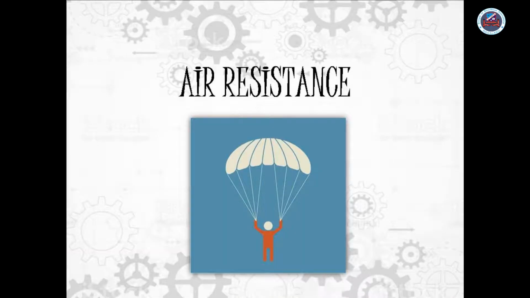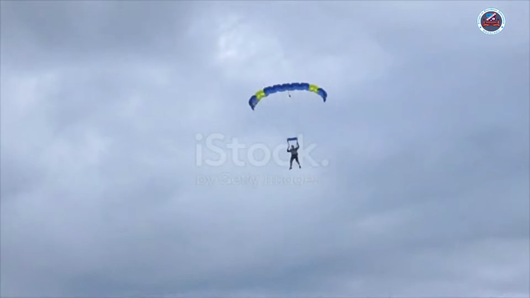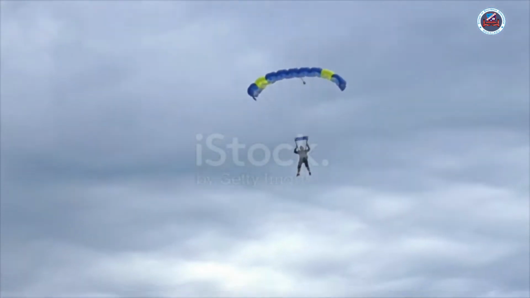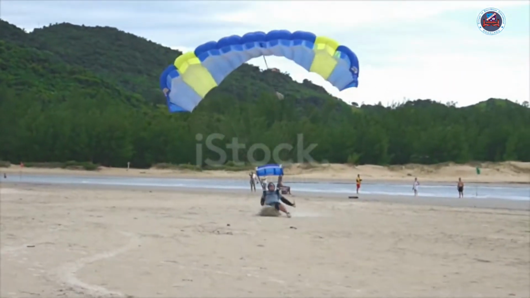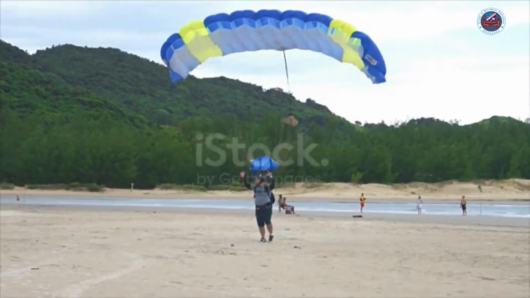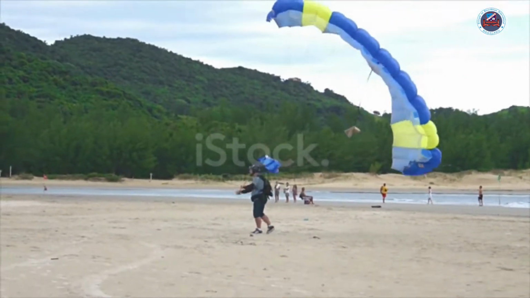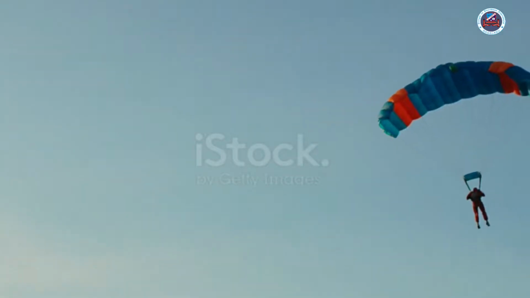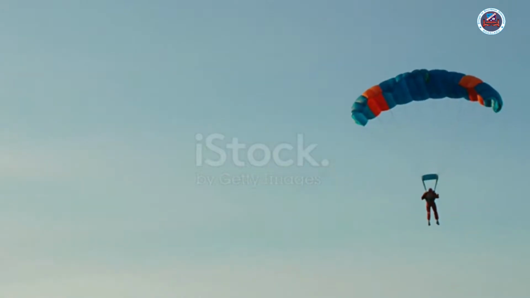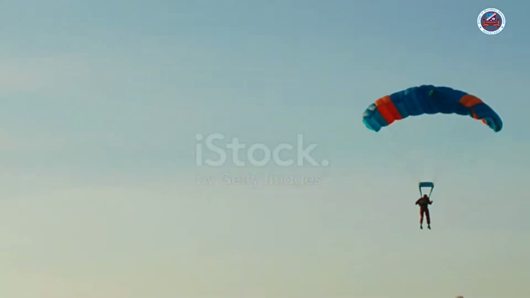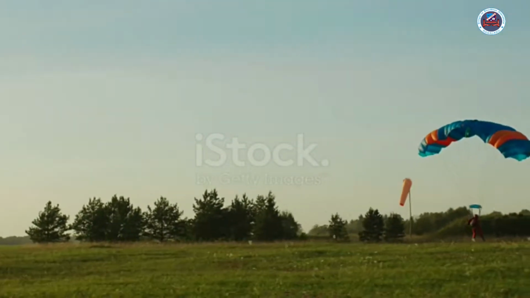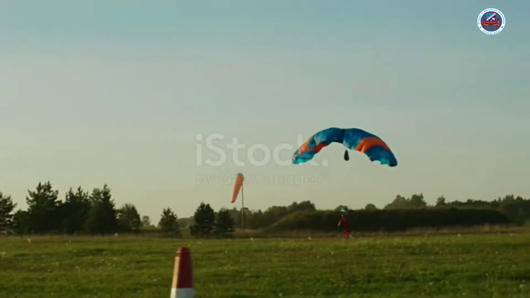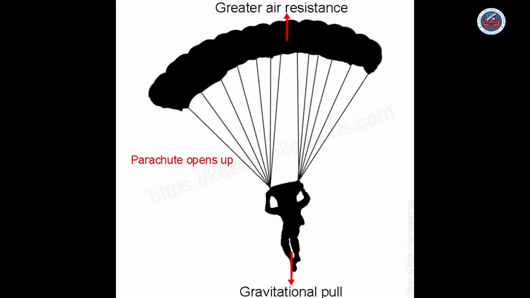Air resistance. If a person jumps from a plane using a parachute, we notice that the person falls slowly and safely. This is because when the person falls, the gravity will pull the person down. But there is another force acting on the person and the parachute. The force in the upward direction, which is known as air resistance. This force balances the force of the weight, so the person falls slowly.